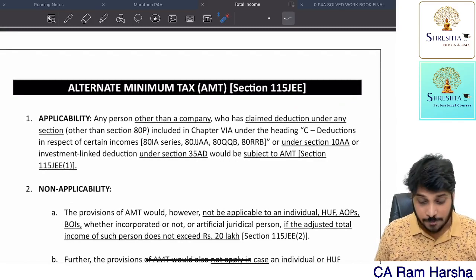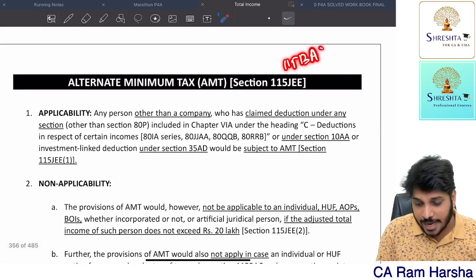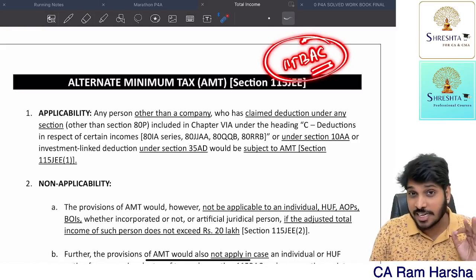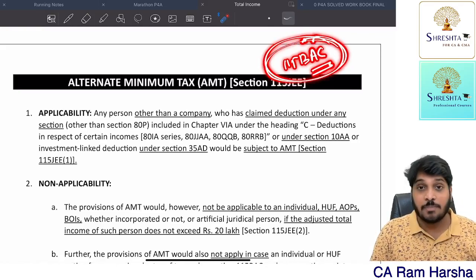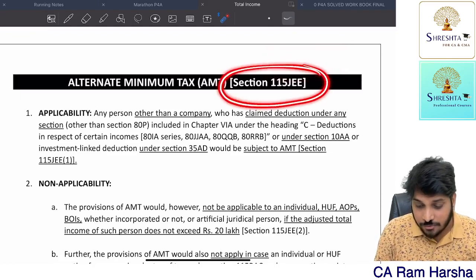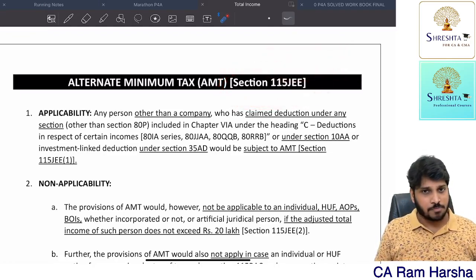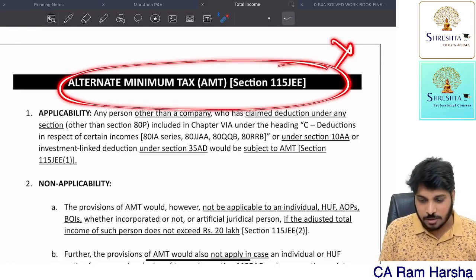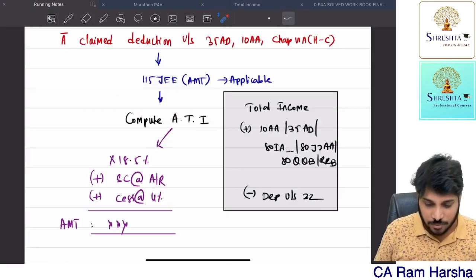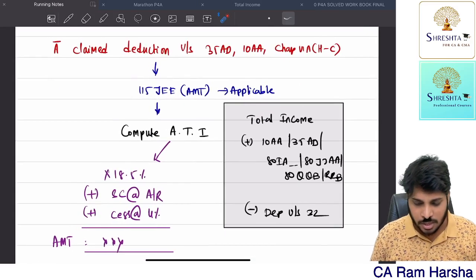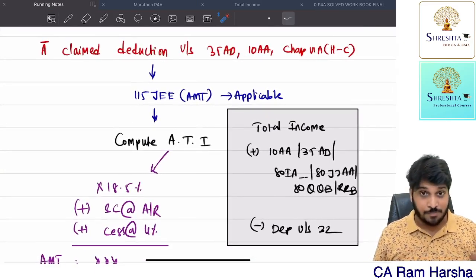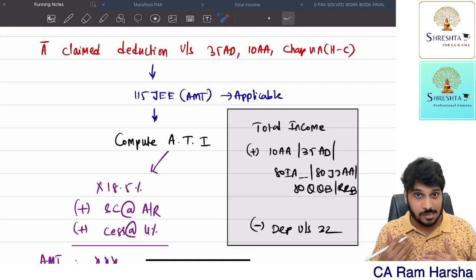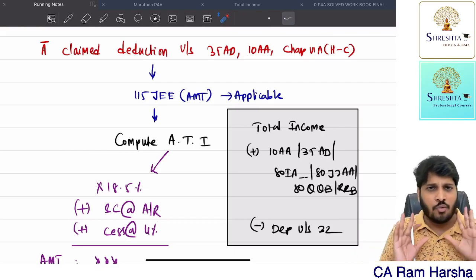One important point: if the assessee is paying tax under 115BAC, if the assessee has chosen the optional tax regime, the AMT provision will not apply. Remember this point. Now, what is this AMT provision? I have made beautiful, simple notes. At the last minute, you can take a screenshot of it and keep it. Don't write anything, it will be a waste of time. Just focus on listening.